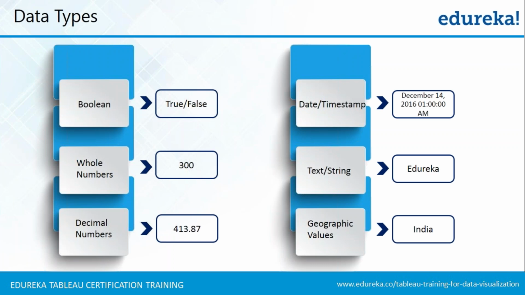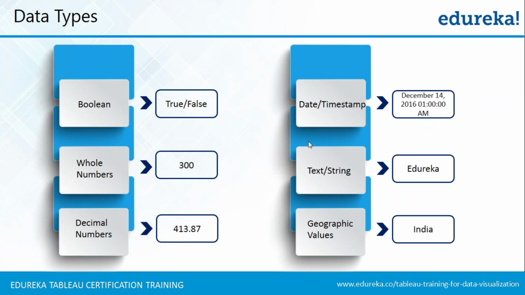Now let us see the different data types in Tableau. The first one is Boolean. As you all know, Boolean is either a true or false value. The next one is whole numbers, for example 300, 400, starting from 0 to infinity, all the whole numbers. Then you can also represent decimal numbers in Tableau as well. Then you have a data type called date or date and timestamp. It means that it will specify the month, day, year, and also the time. This is represented in this format.